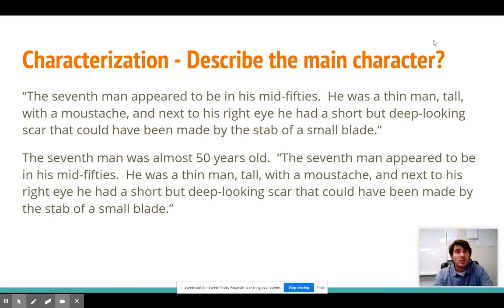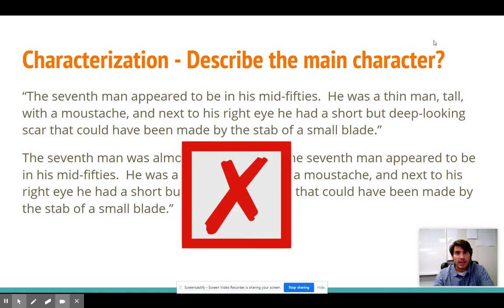The seventh man appeared to be in his mid-50s. He was a thin man, tall, with a mustache, and next to his right eye he had a short but deep-looking scar that could have been made by the stab of a small blade. So, one way that you can do that is this. The seventh man was almost 50 years old. The seventh man appeared to be in his mid-50s. He was a tall, thin man, a mustache, and next right eye, and so on. That is incorrect. And I'll tell you why it's incorrect.